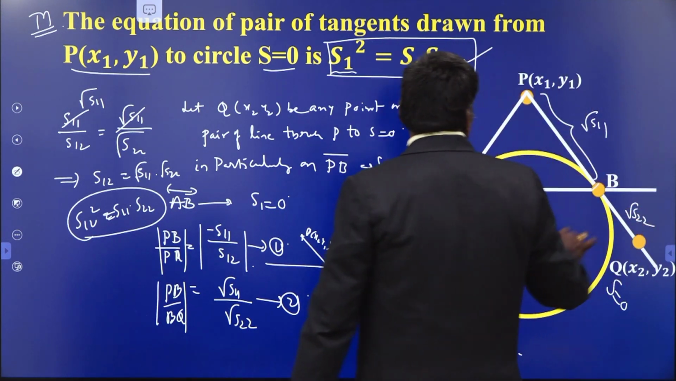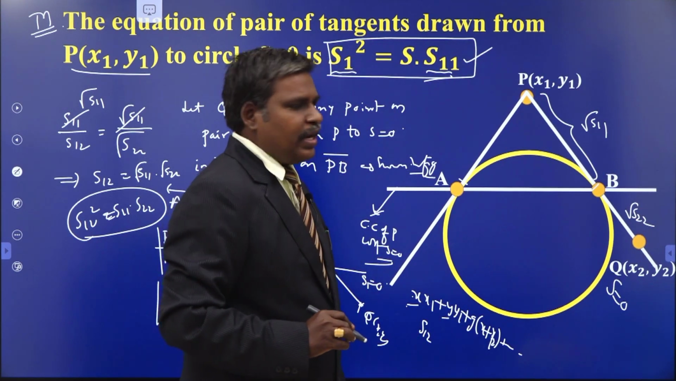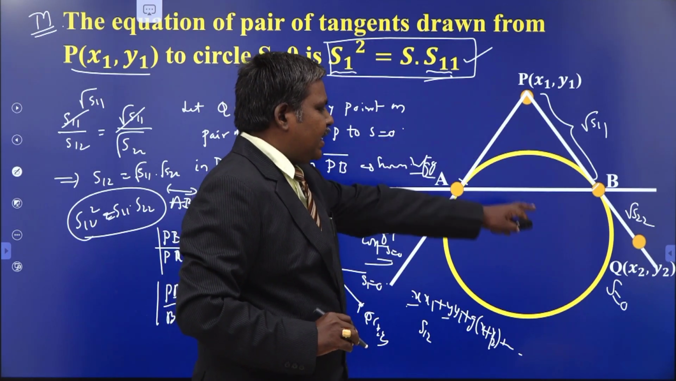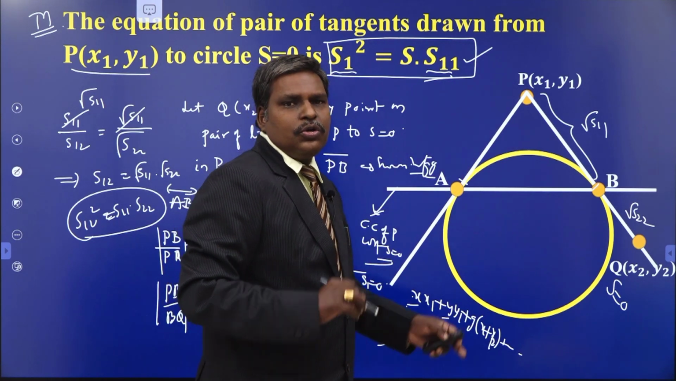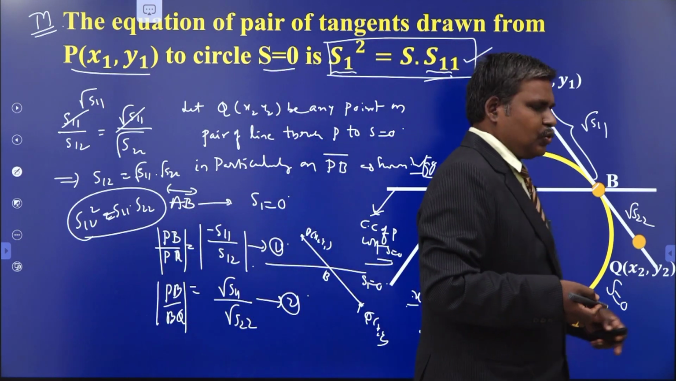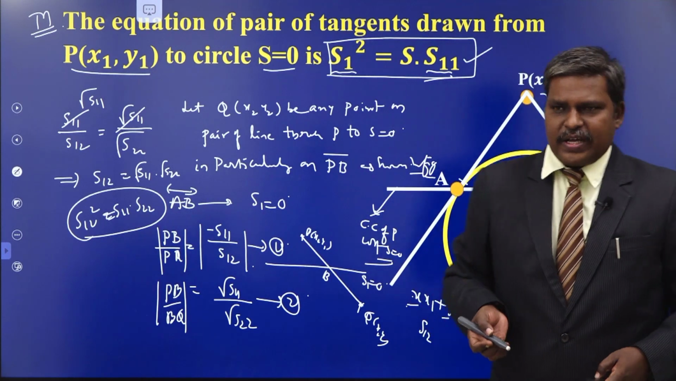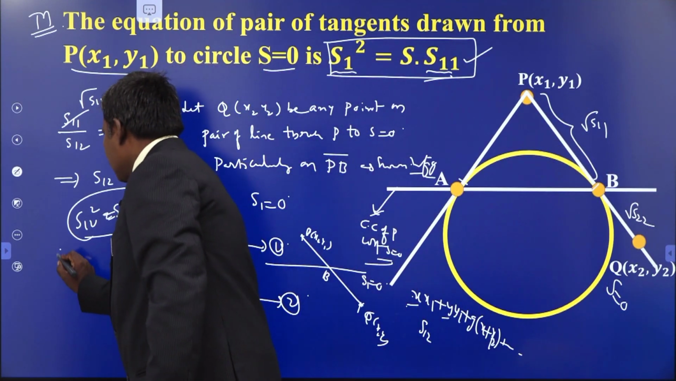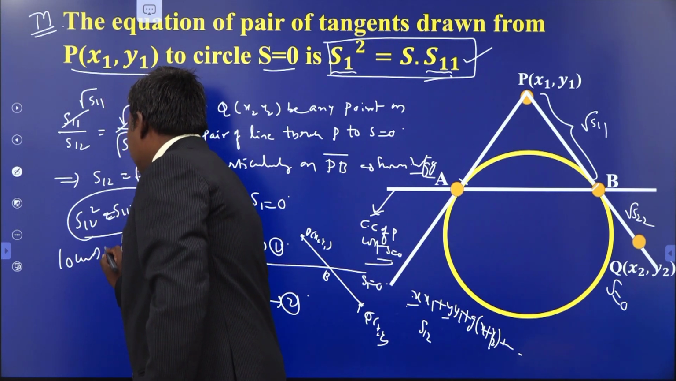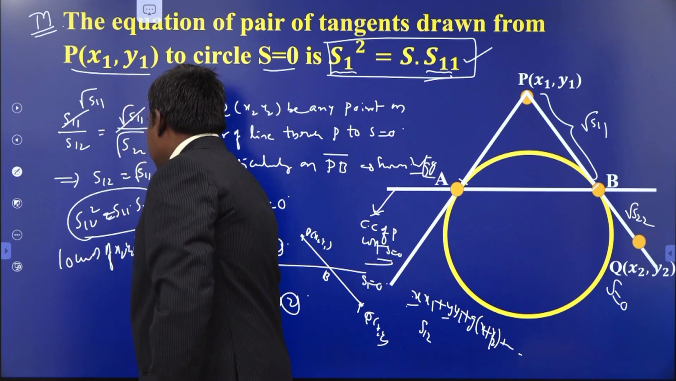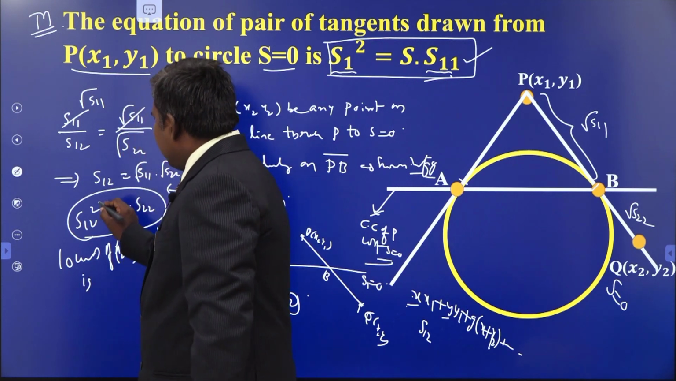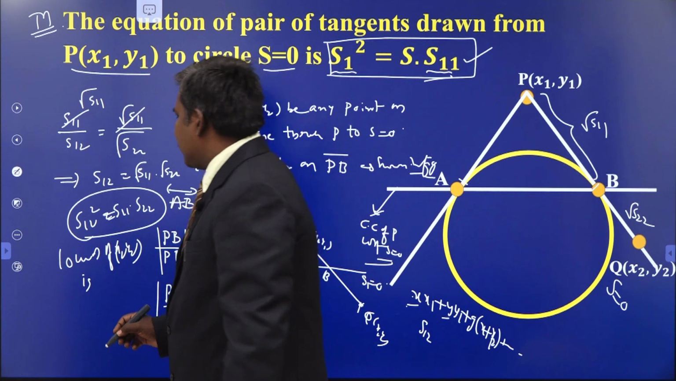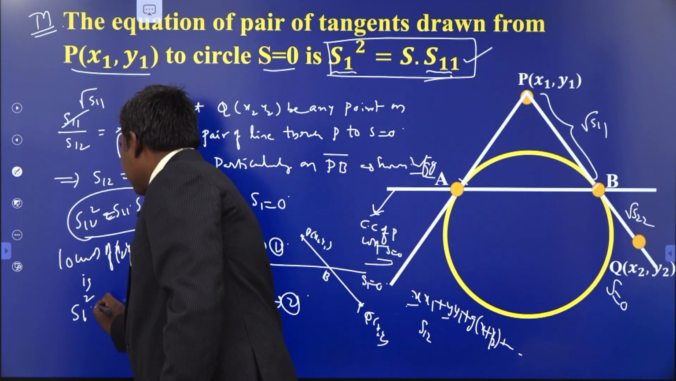Out of these two points, which is the fixed point and which is the variable point, my dears? (x1, y1) is the given point. This is the fixed point and (x2, y2) is the variable point. So you have to write the locus for (x2, y2). The locus of (x2, y2) is, replacing (x2, y2) by (x, y), S12 becomes S1, so S1 squared.